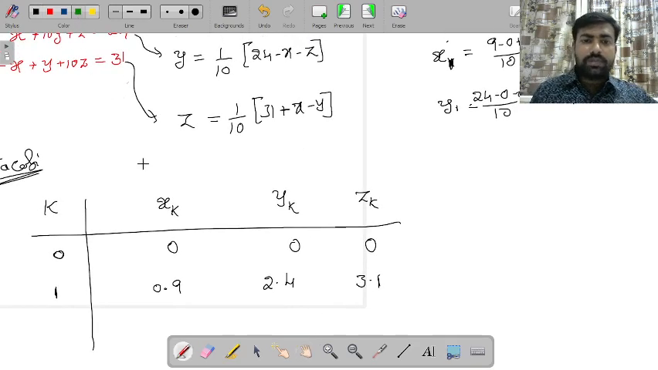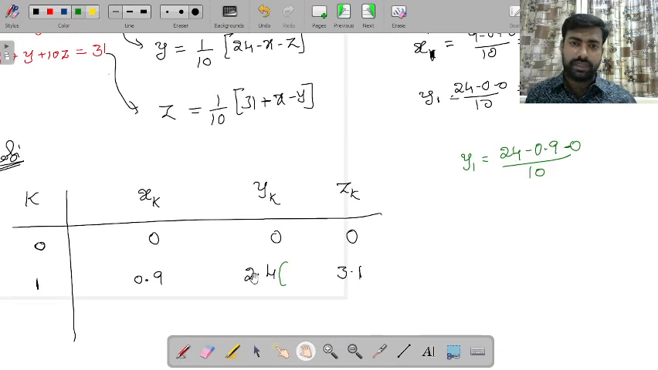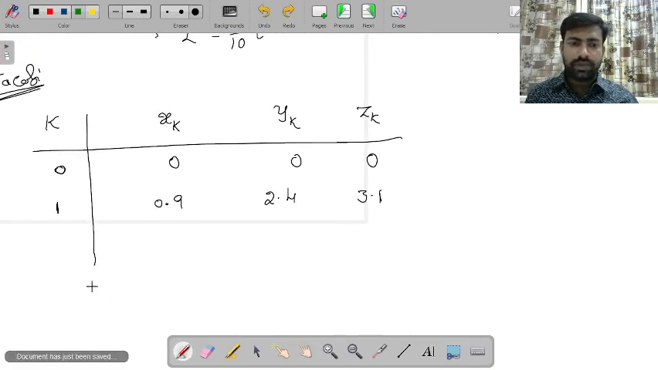Suppose in Gauss-Seidel, what do we do? Here we got x1. Now to calculate y1, we'll use the x1. It means here we write y1 equal to 24 minus 0.9 minus 0, divided by 10. This is what we'll do when you apply the Gauss-Seidel method. It means we'll use the updated value.